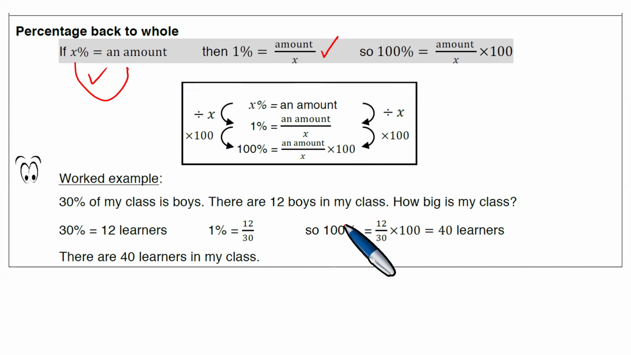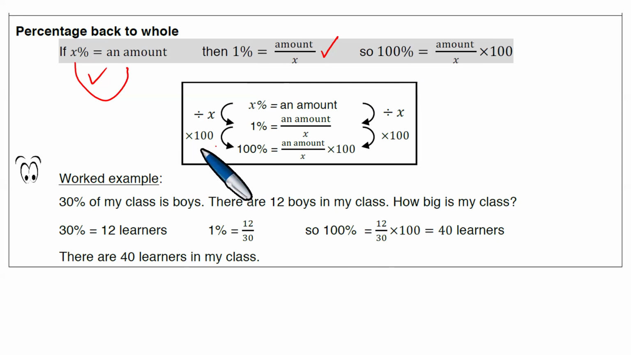What about 100%? You multiply the left by 100 and the right by 100 and you get that exactly. We continue.